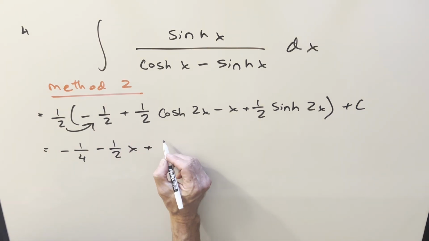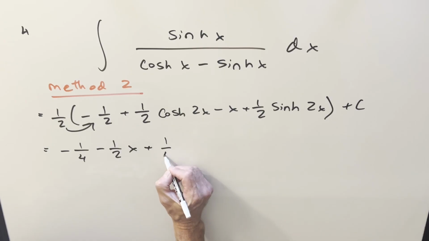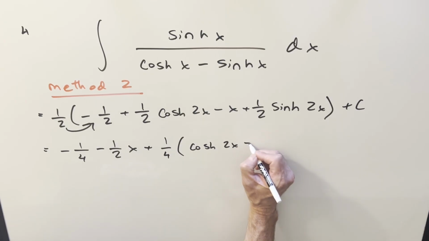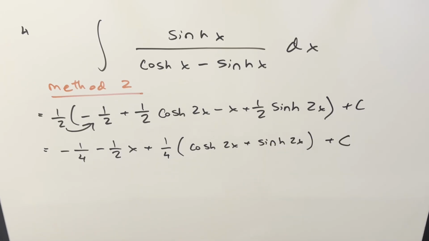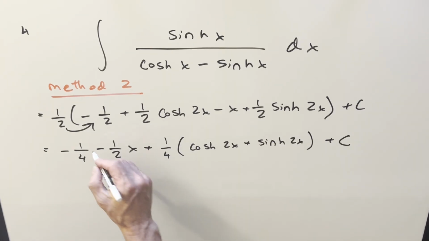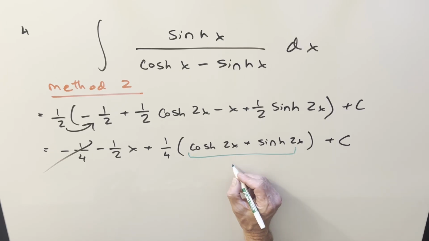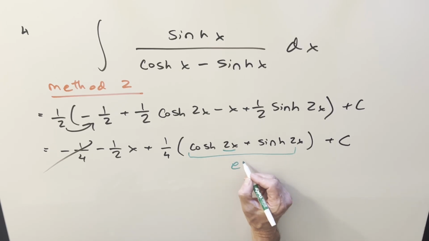And then here, you know what I will do though? We're going to have a 1/4 on both these. So let's factor this as 1/4 times cosh 2x plus sinh 2x. But minus 1/4, that's a constant that can be absorbed into the plus c. So that, we just make that go away. This thing over here, we saw this before. We just saw it with cosh x plus sinh x. When we had it with just x, it was e to the x, but now our input's 2x. So this expression is going to be e to the 2x.